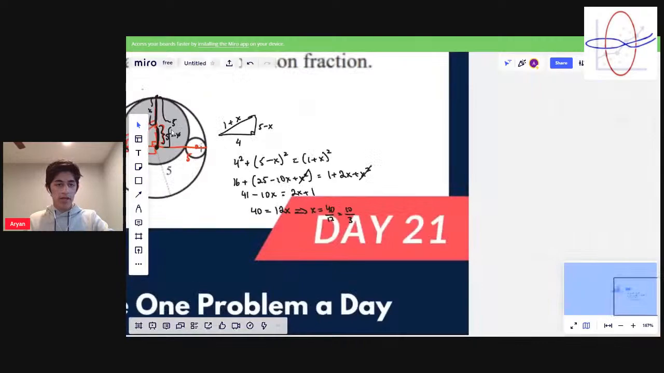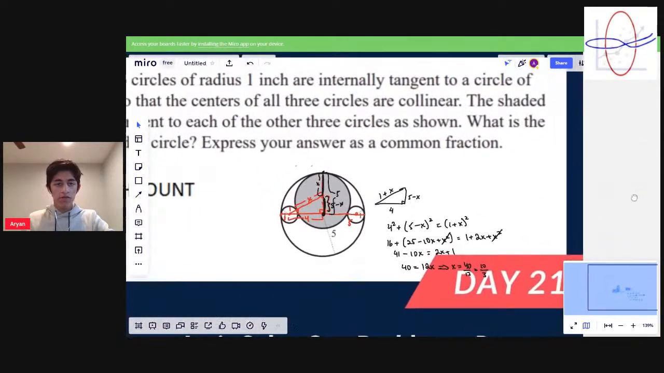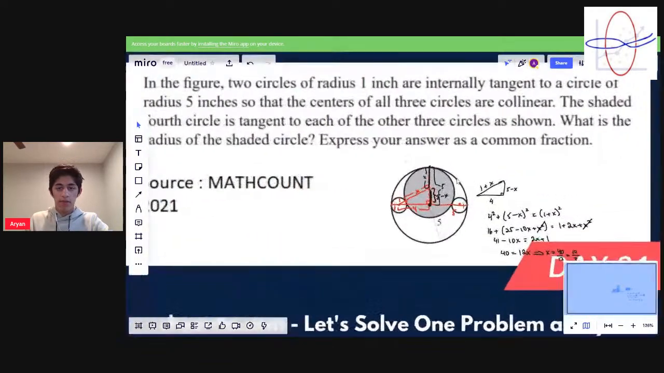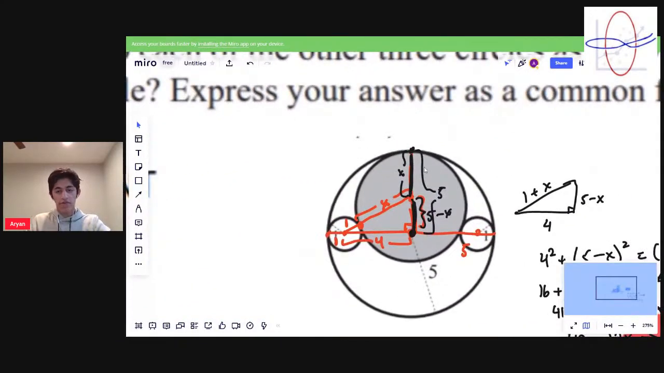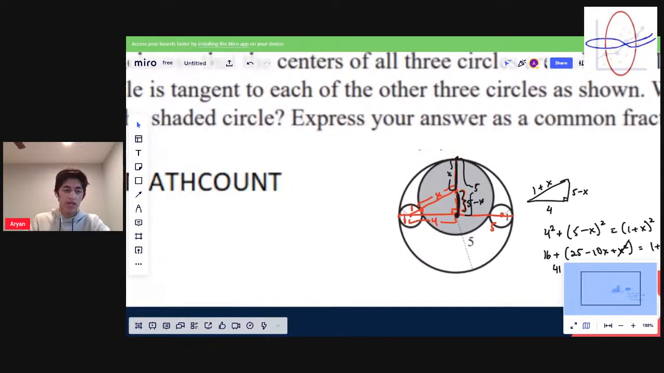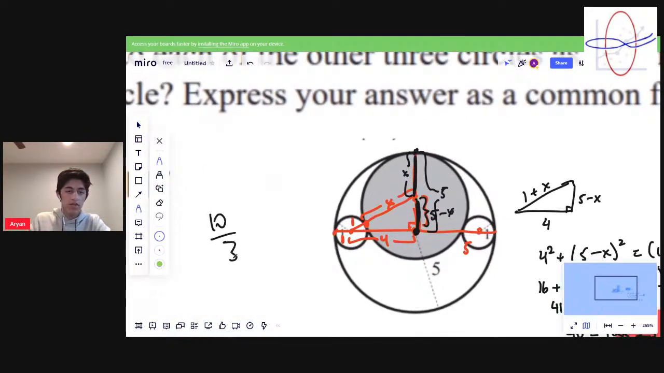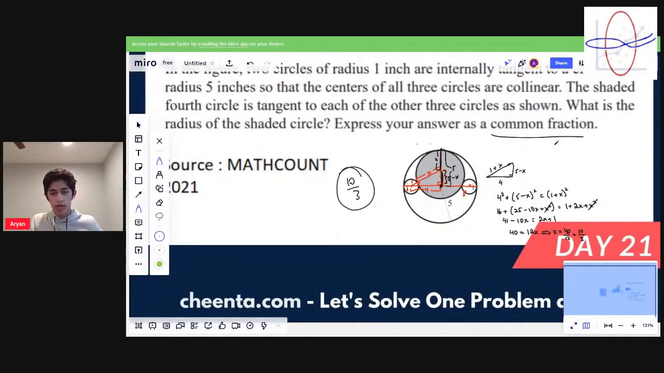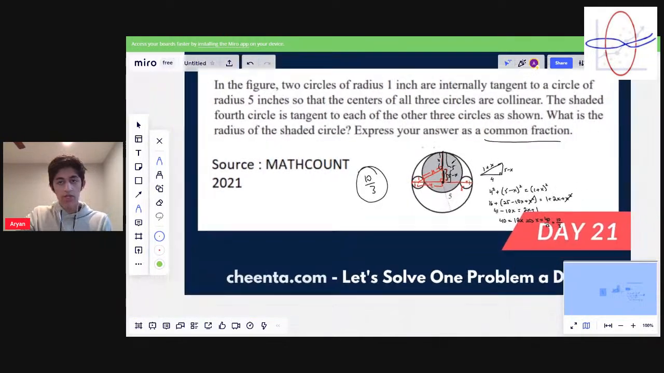If we go back, the problem is asking us to find the radius of the shaded circle. If you remember, we called the radius of our shaded circle x, and we already found x is 10 thirds, so our final answer would be 10 thirds. They're asking for the answer as a common fraction, so we are done. So that should conclude this question.